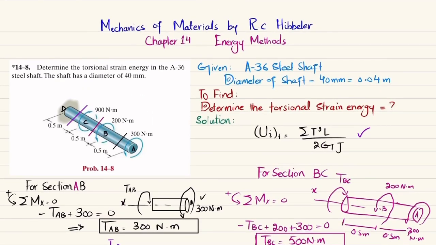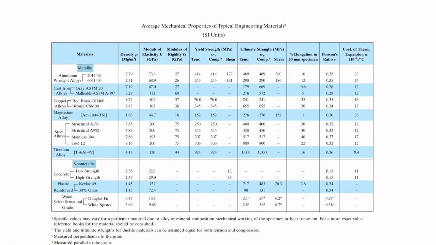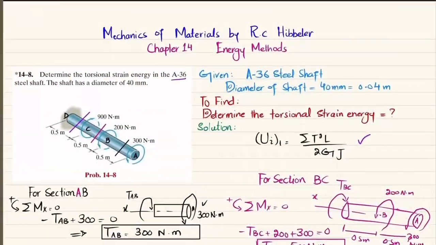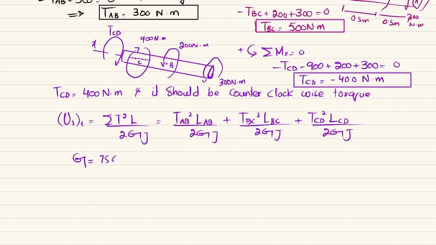Now, G can be obtained from the material property. We have been given A36 steel. So we will go to the property table, and you can see that for A36 steel, G will be equal to 75 gigapascal. So we will note it down. G is 75 gigapascal, that is equal to 75 into 10 to the power 9 pascal.